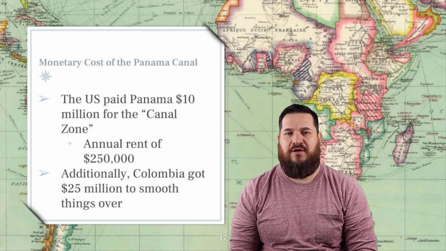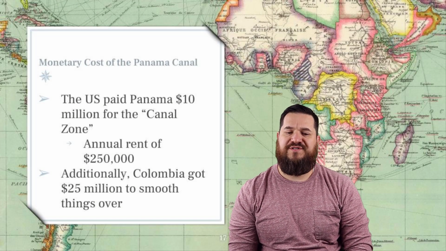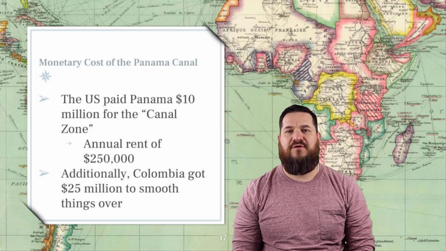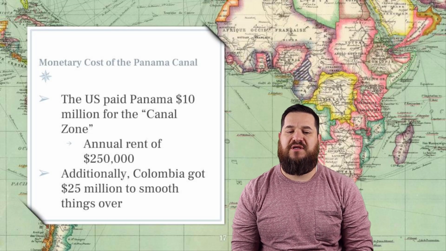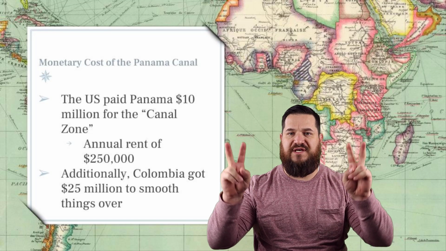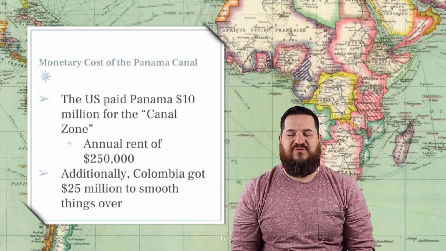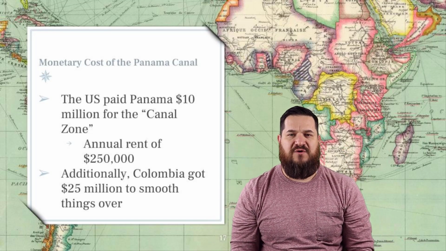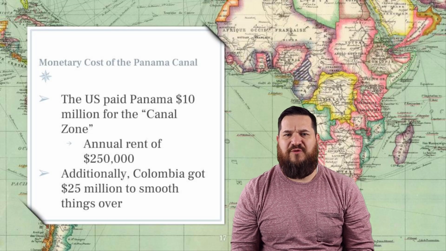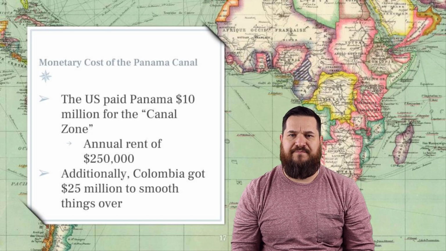Now, building a canal across the Isthmus of Panama wasn't a cheap thing. Right from the get-go, the United States had to shell out $10 million for what was referred to as the Canal Zone. Basically, the reason we paid this much for that land was roughly to help the Panamanians set up their new government.